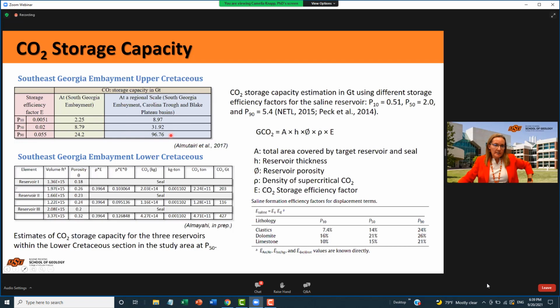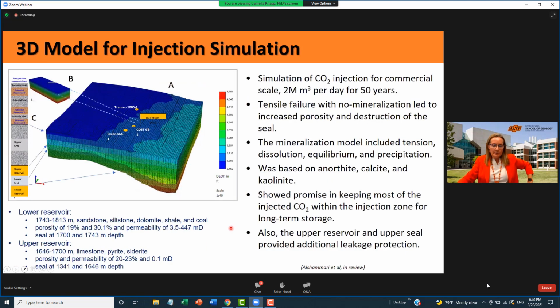Basically we came up with these estimates for CO2 storage capacity, depending on how you vary the efficiency factor from anywhere between 9 gigatons, these are all in gigatons, to about 96 gigatons. Let's say the average would be about 32 gigatons CO2 storage capacity, much larger in the lower Cretaceous, but again, I didn't show that. This is the other student who is still working on the Lower Cretaceous and the Upper Jurassic.